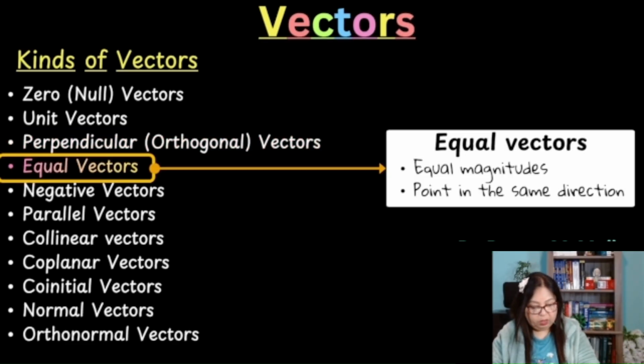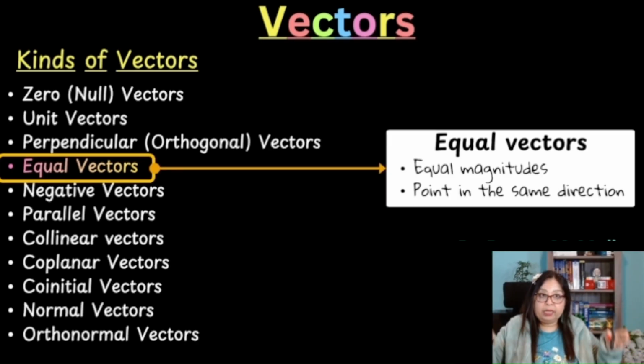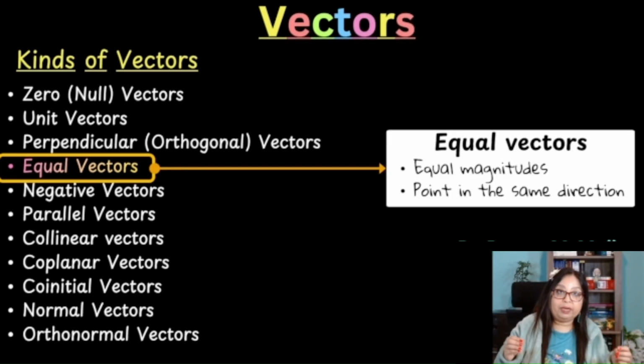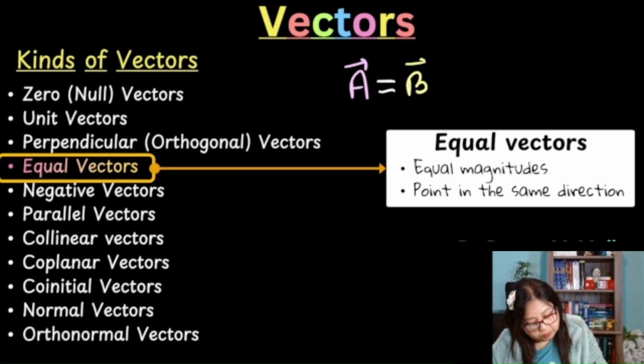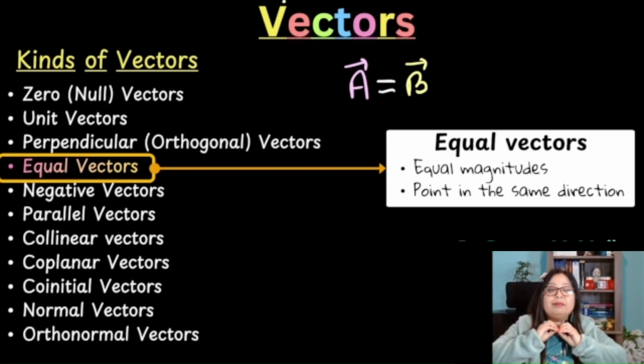Moving on. Equal vectors: equal magnitude and pointing in the same direction. If you have two vectors that are absolutely equal in length, in magnitude, and in direction, they're equal vectors. How do you represent them? Well, vector A equals vector B. They're both going to be exactly identical. Absolutely no difference, no way you can tell A and B apart. That's what equal means.